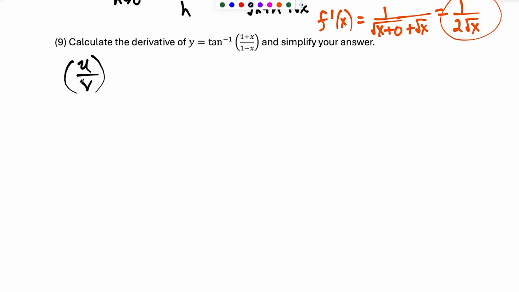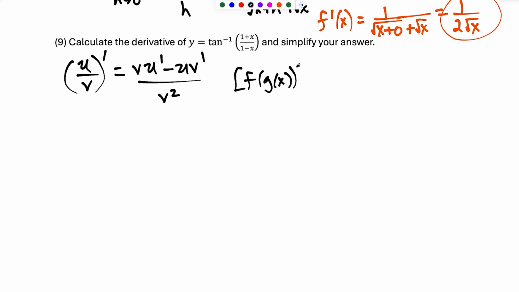When we have u over v prime, this is equal to vu prime minus uv prime over v squared. And we also have to know the chain rule. The chain rule is when we have f of g of x, a composition of two functions, and we derive it, we get f prime g of x times g prime of x.